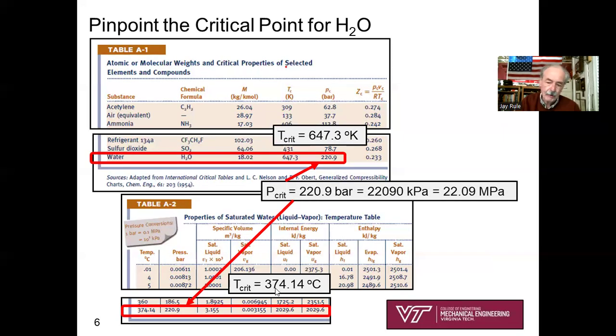What's the boiling point of water on the stove? At 1 atmosphere, the boiling point of water is 100 degrees C. So at least I have a feel that 374 is really, really hot. It'll really burn you, right? Really hot. Okay. Critical pressure, 220.9. Okay, great. That exactly corresponds to Table A1. The critical point pressure is 220.9 bar, or 22,090 kPa, 22,000 kPa, or 22 megapascals, a really high pressure.